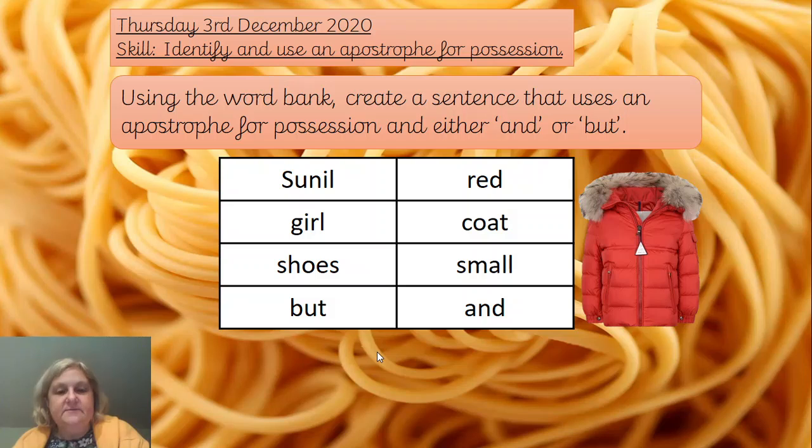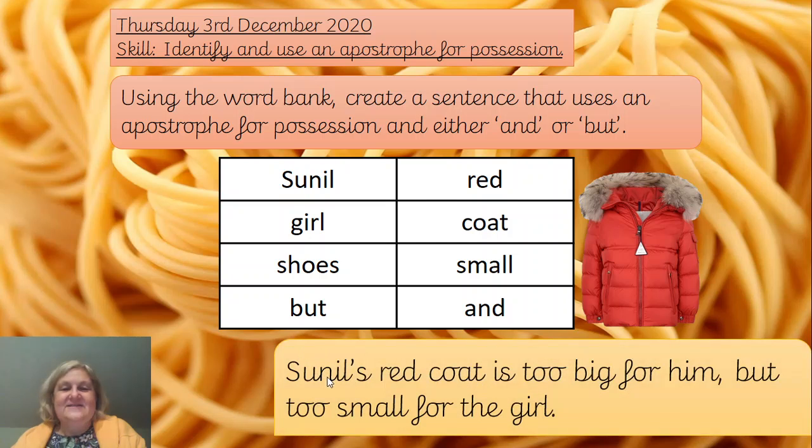You can pause it here and then restart, and we can have Sunil's red coat is too small, but her shoes are, I don't know, her shoes are too large. Okay. Sunil's red coat is too big for him, but too small for the girl. Okie dokie.